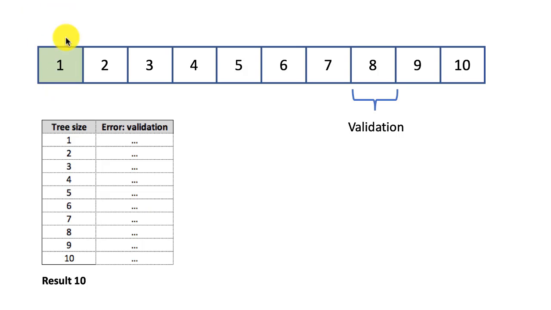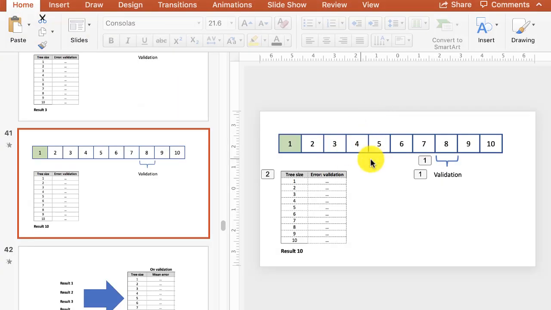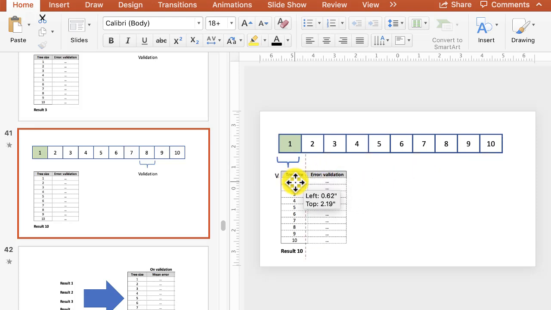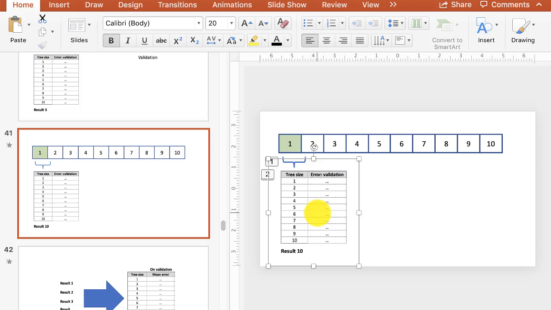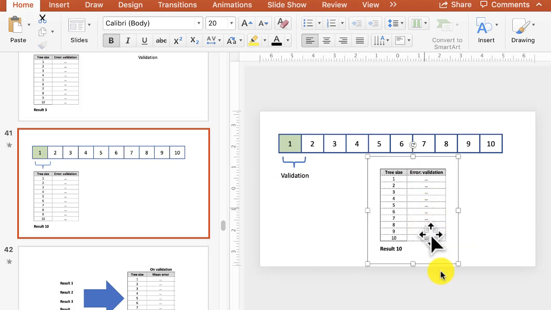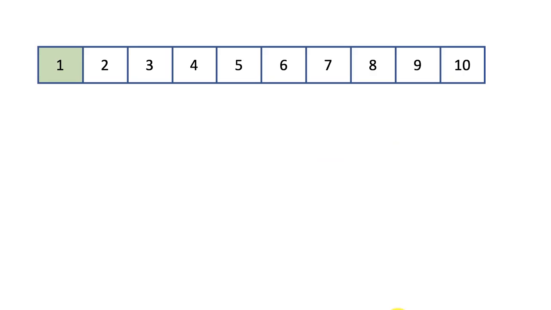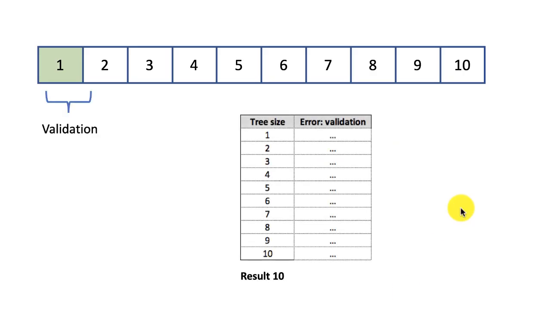That is, 1 is kept as validation, 2 through 10 are used as training. Of course, this validation shouldn't be here. This validation should be up there. Okay, so that's what you're going to get.